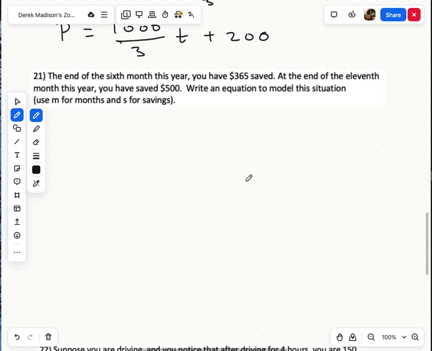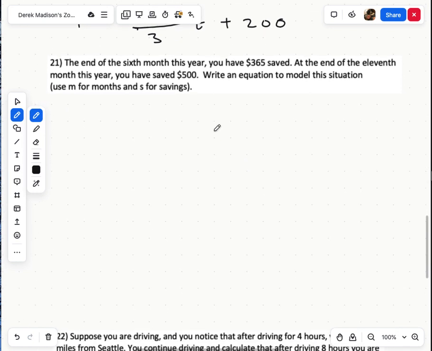This one we got: at the end of the 6th month of the year, you've saved $365. At the end of the 11th month of the year, you've saved $500. Write an equation to model this situation. Use M for months, S for savings.